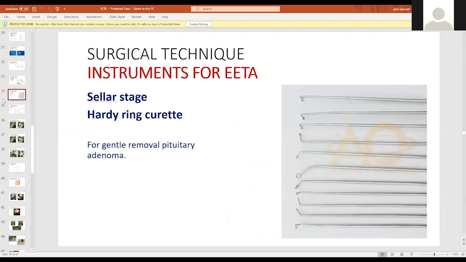And then when you finish removing that, sometimes the mucosa can be really hard to mobilize and to remove. So you can use those ring curettes to help you get off the mucosa and remove it. But mainly this is used for the sellar stage. Once you open the floor of the sella, once you transect the dura of the sellar floor, you use those ring curettes. This is gentle, and so you use it to remove the adenoma, the pituitary adenoma, for example. Okay, next.